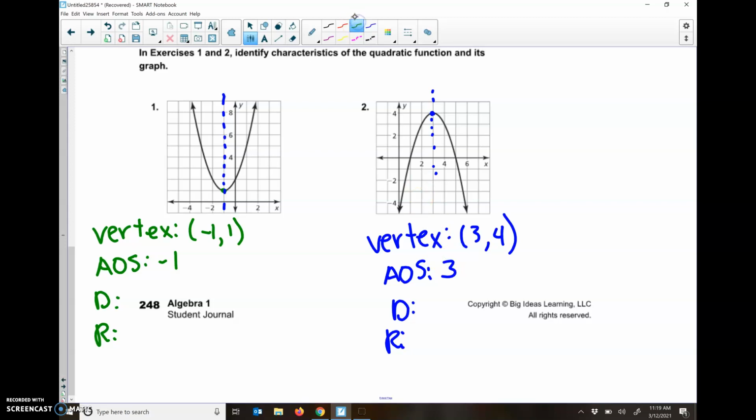Then if you remember domain and range, domain is pretty much always all real numbers. Okay, you can pick any number you want for x. It's not like you're limited to anything, so domain is all real numbers.